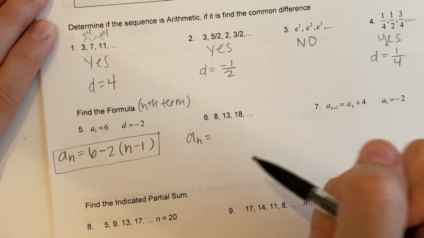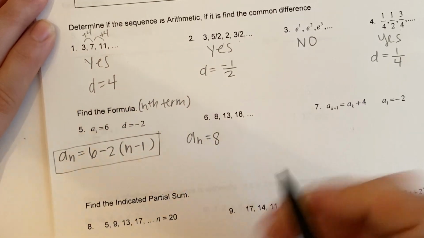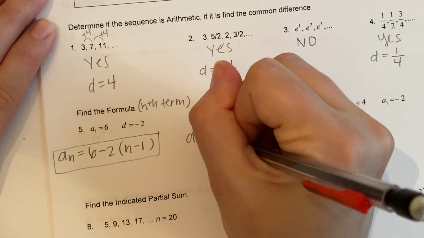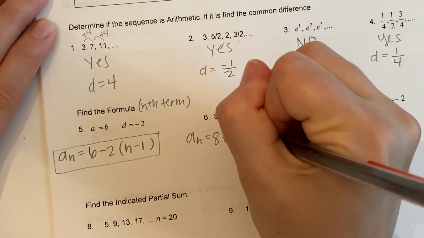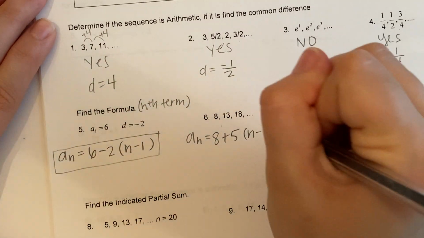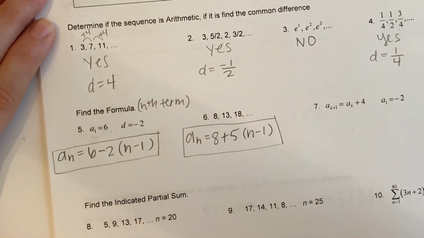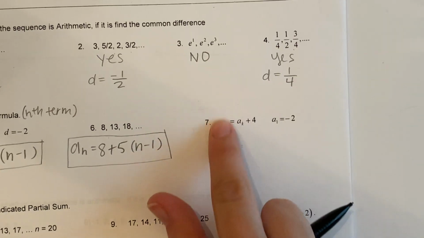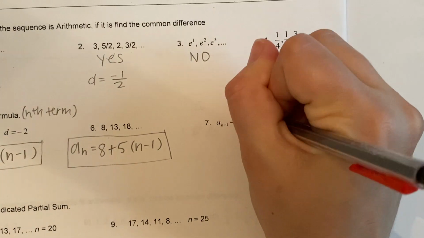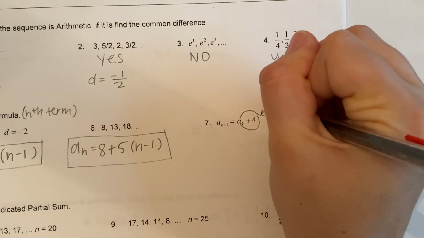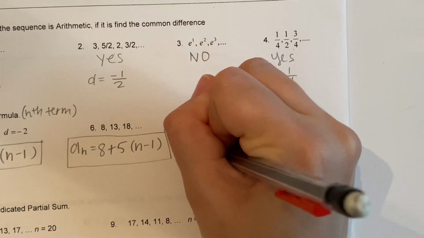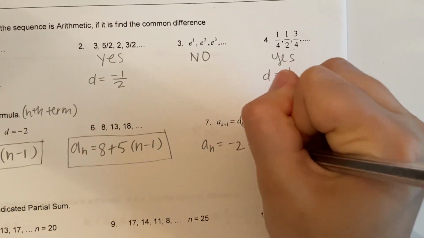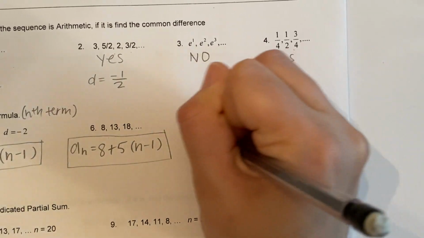Let's do the same thing for number 6. So a sub 1, the first term, is 8. Now I need to figure out D. How do you get from 8 to 13 and 13 to 18? That's plus 5. And then we have n minus 1. Okay, number 7, they give us the recursive formula. What do we get from this? What is this plus 4? That's D. So a sub n, a sub 1 is negative 2 plus 4 and minus 1.